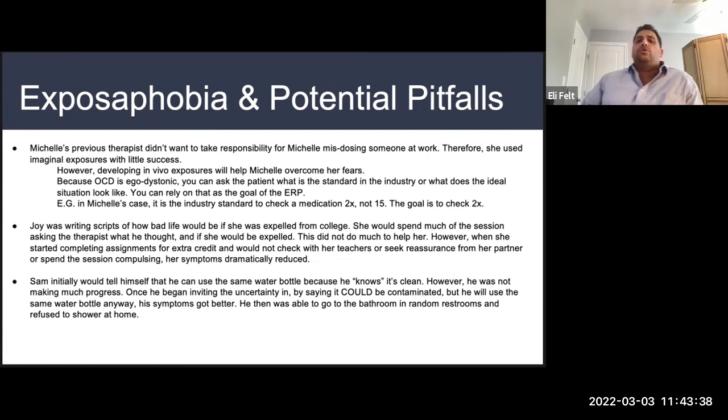And once you understand that, it takes away a lot of the fear of the prescribing exposures, right? Once we understand, okay, I can rely on the patient to explain what's normal and what's not normal, that could be very helpful. Same thing with Joy, right? She was writing scripts of how bad life would be if she was expelled. However, she wasn't actually doing anything to say, I'm going to try this thing in real life. So once she started doing these extra credit homeworks, and she was really putting herself out there with a real exposure of, I'm going to do this assignment that I don't have to do, and I'm going to prevent my response of seeking reassurance, then she started making a lot more progress with her therapy.